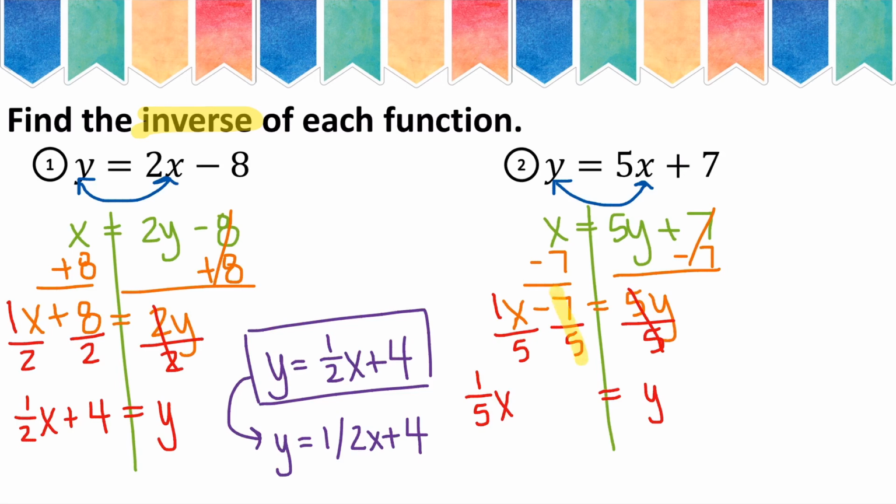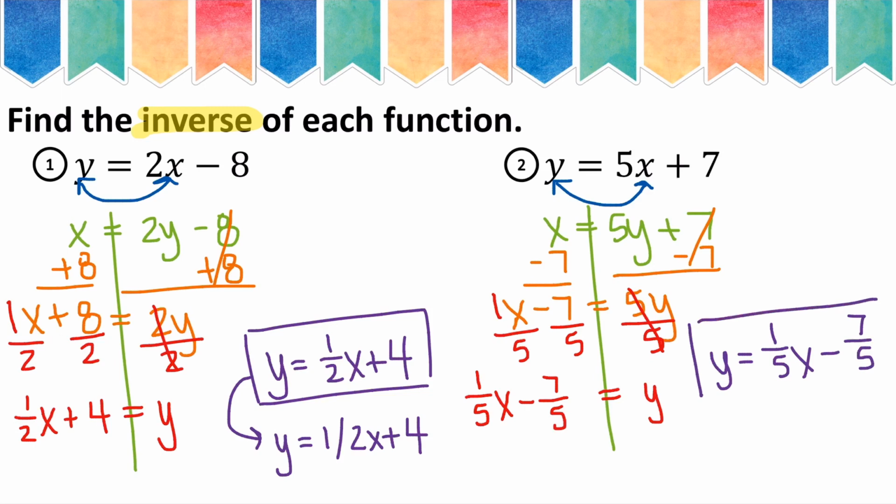Now I will take 7 divided by 5, which again would make a decimal. So instead, I will make negative 7 over 5. Again, see how these numbers, because they made a decimal, just become a fraction. So my final answer is y equals 1/5x minus 7/5. And when I type this into the computer, I will type y equals 1/5x minus 7/5.